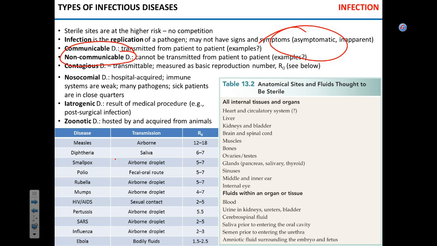Non-communicable diseases. Give me examples. Like pneumonia, unless you have like a really weak immune system, that's possible. Say again? It's only like pneumonia unless you have a really weak immune system. It's still communicable because you cough. And pneumonia can be different, but meningococcal pneumonia, pneumococcal pneumonia can be transmitted.